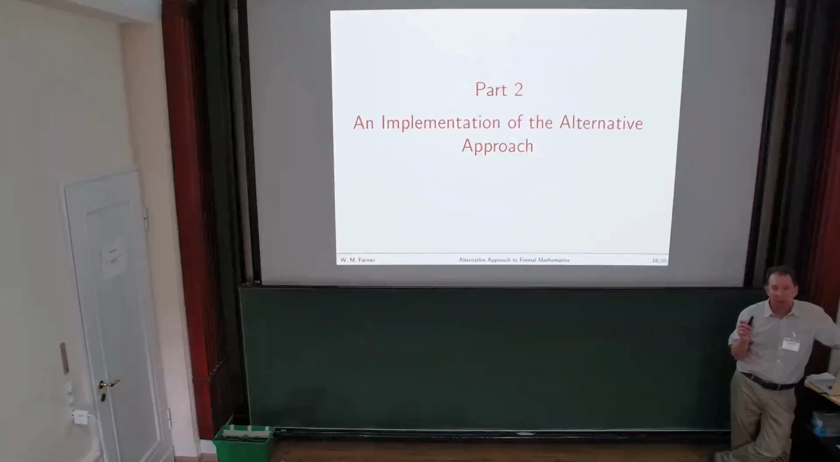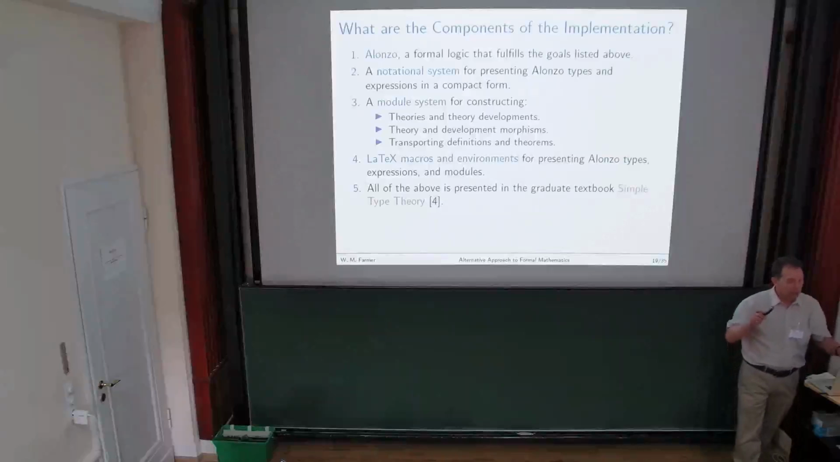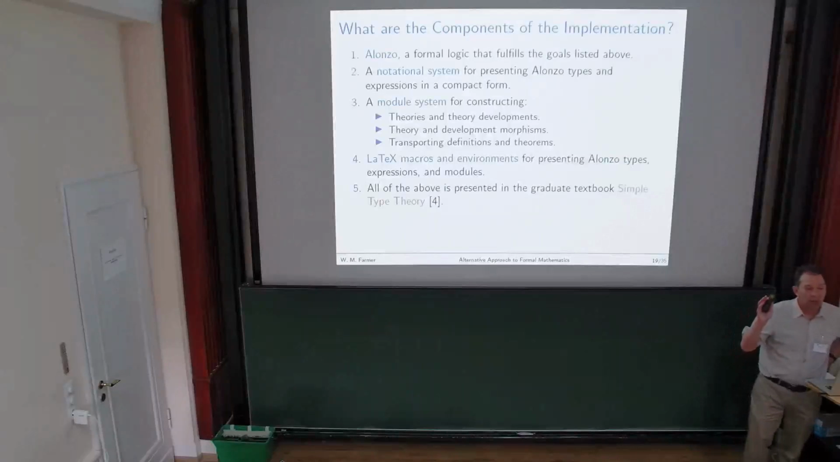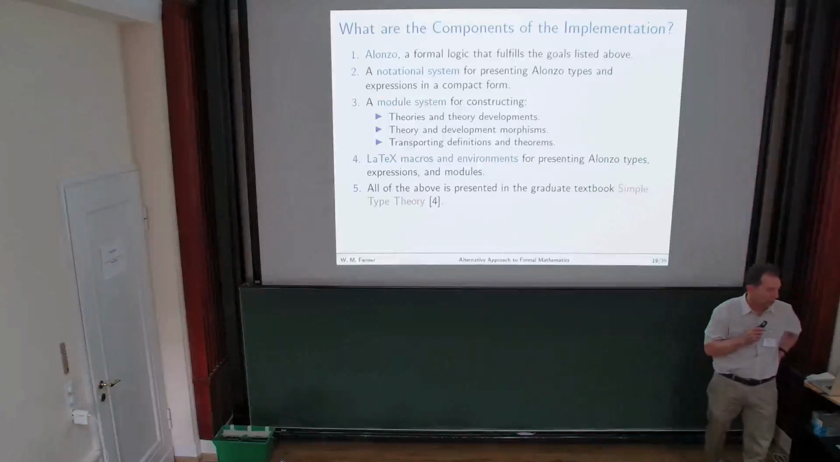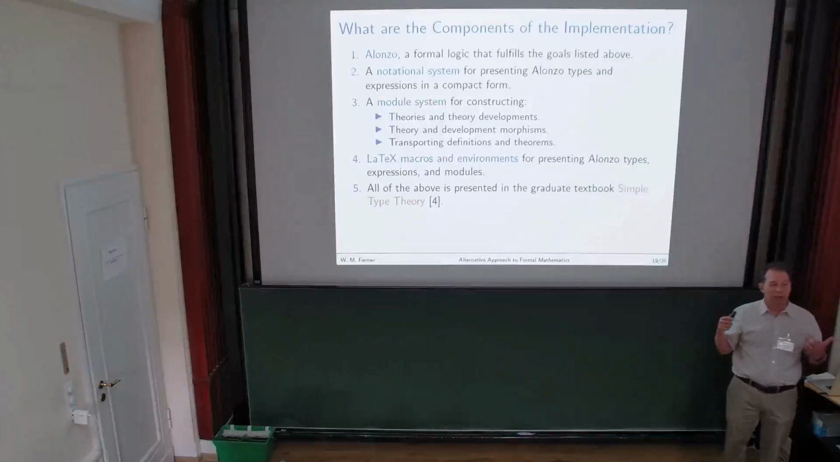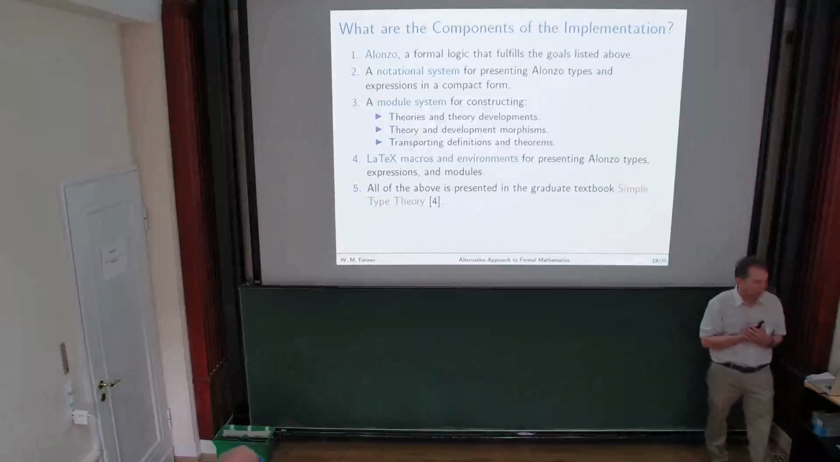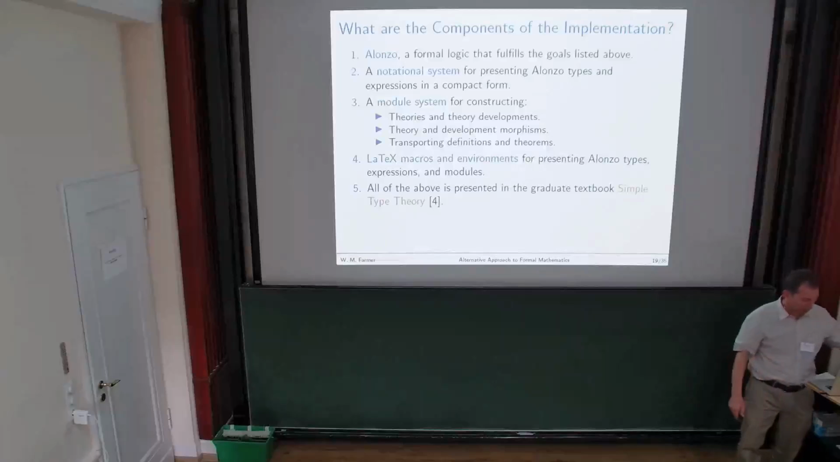Now I'm going to talk just a little bit about an implementation for this alternative approach. And so here are the components. The first component is a logic which I call Alonzo, which is named in honor of Alonzo Church. And so I claim that this logic fulfills all the goals I had mentioned earlier for my logic. There's a notational system where you can express formal statements and formal expressions in a whole variety of notation that's very close to how you may actually want to say it. And there's a module system that supports the little theories method.